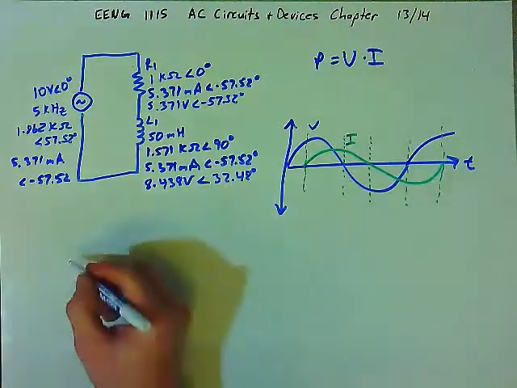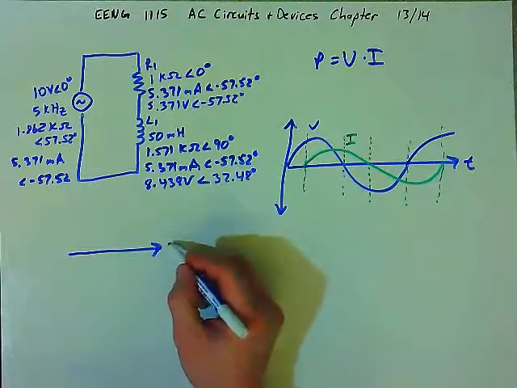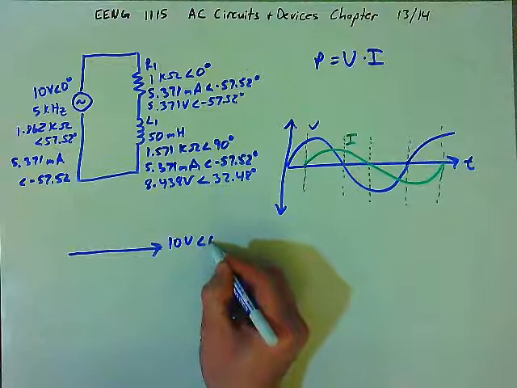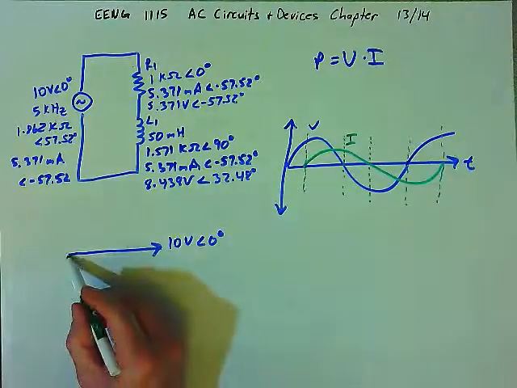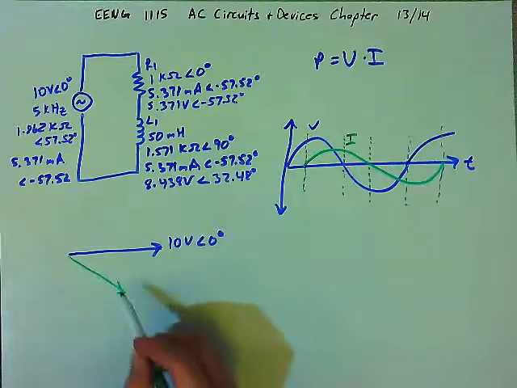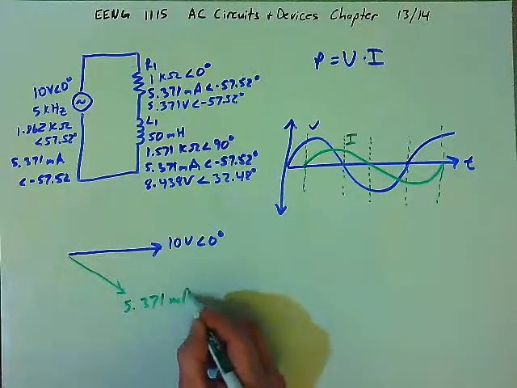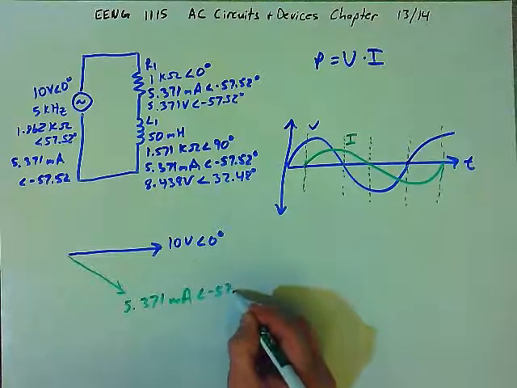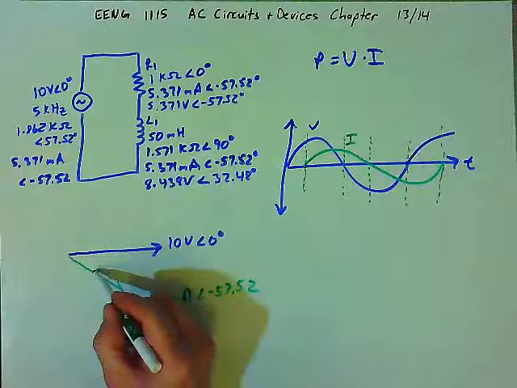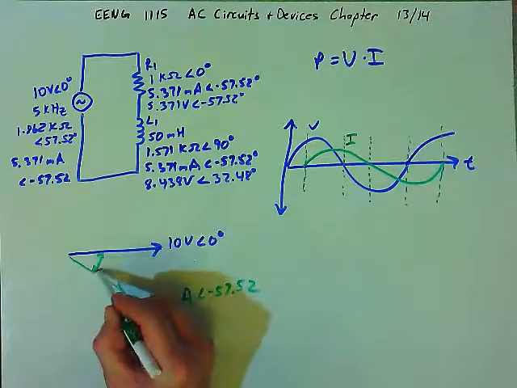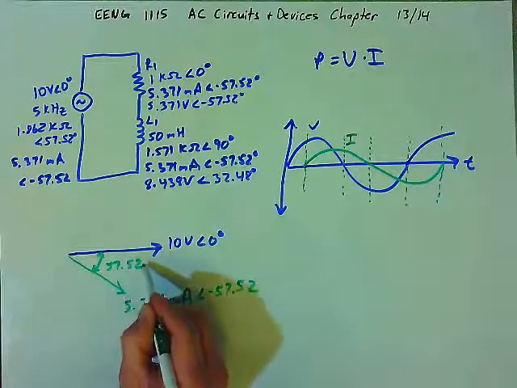So let's look at the vectors. We have the voltage, which is 10 volts at 0 degrees. And we have the current, which is 5.371 milliamps at negative 57.52 degrees. And so there's a phase angle between the two. There's a difference in angle of 57.52 degrees.